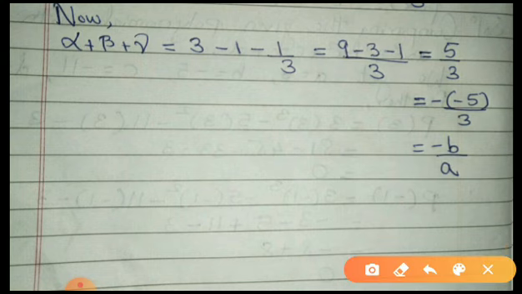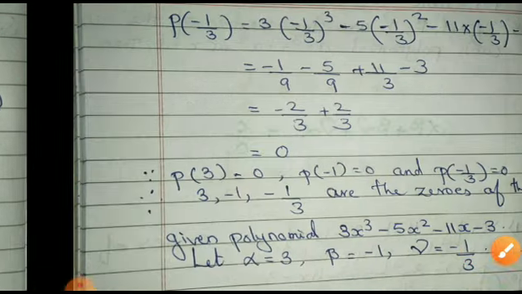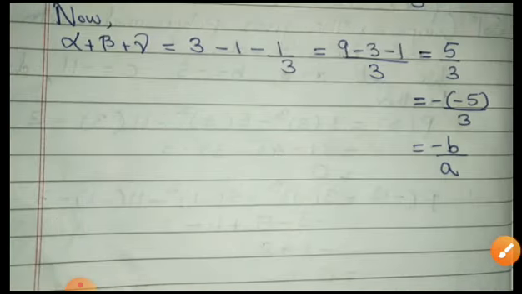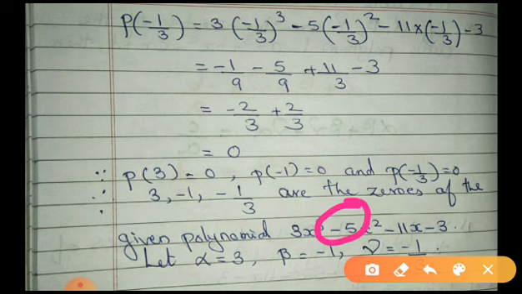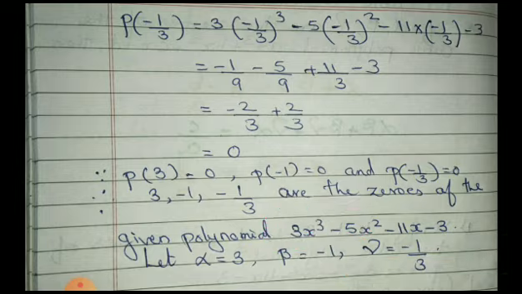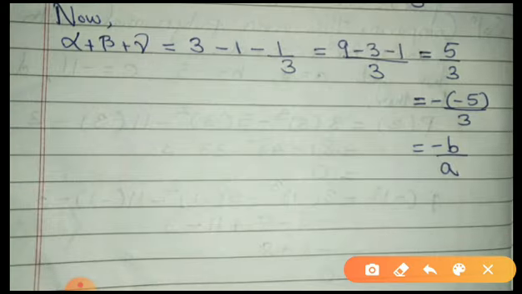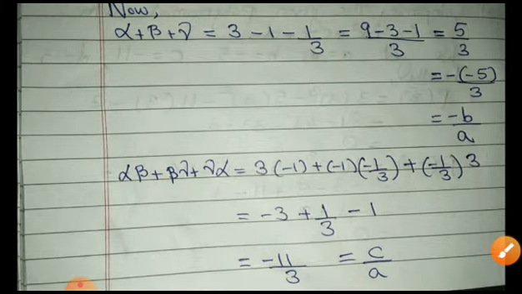Okay. So here I have got alpha plus beta plus gamma equal to 5 by 3. Now here I am saying it is minus b by a. What was my b here? b is the coefficient of x square. It is minus 5. And the coefficient of x cube is 3. So see whether I have got the same. Yes. Okay. Now I have to check the same for alpha beta plus beta gamma plus gamma alpha.